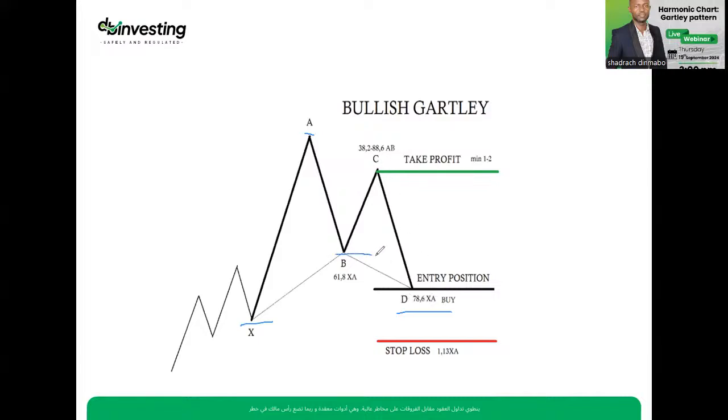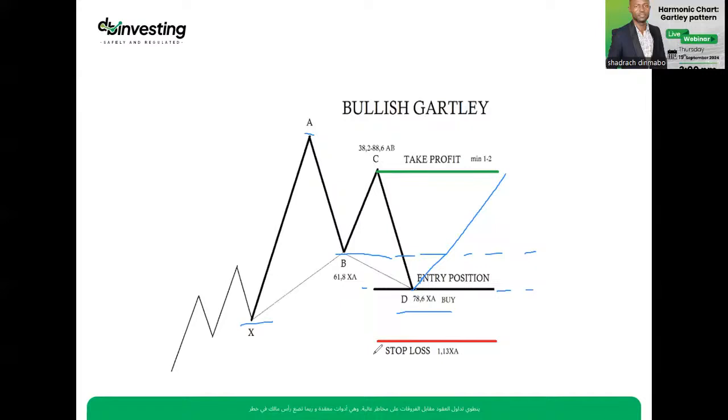This level here, of course, is 61.8. That is the level for B. So we want to see this market drop down below this and come to 78.6. If it does, then that has given us our point D, which is our entry position. So there we take in a trade for a buy, and our target profit is at point C, exit the market.